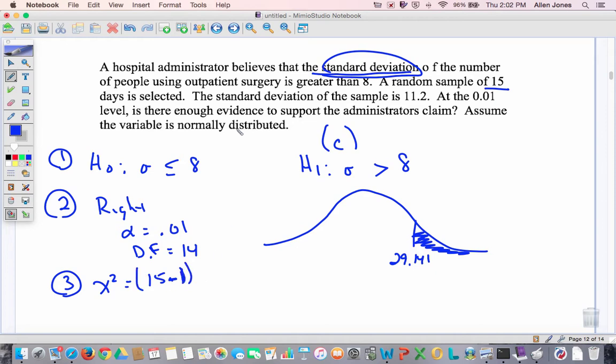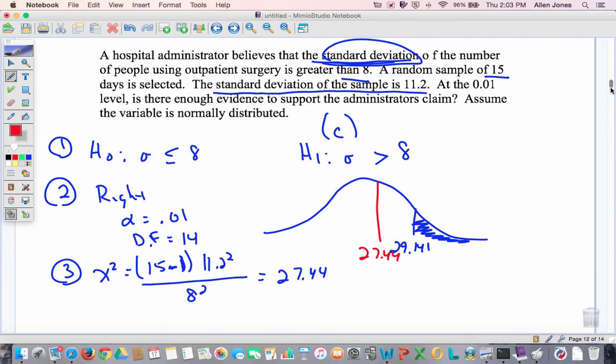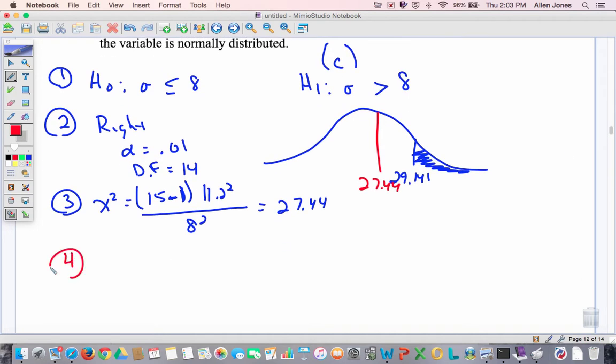Our sample size is 15 minus 1, times our sample variance. Our standard deviation of the sample is 11.2, so our variance is 11.2 squared. Our population standard deviation is 8, so we have 8 squared down here. And that gets me a test score of 27.44. Moving from left to right, 27.44 will be to the left of 29.141, which tells me to not reject the null.